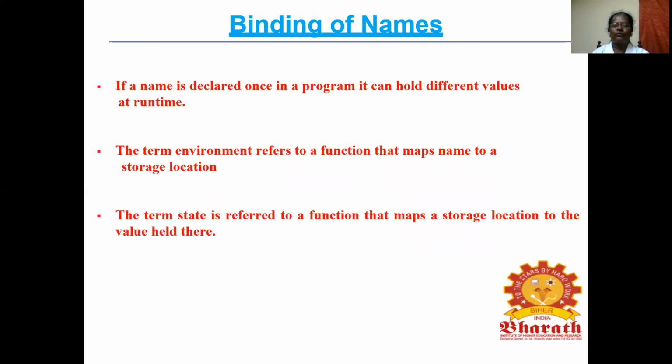Next, binding of names. We have already discussed names. A name is used to store values. If we declare variables in a program, the variable will store values at runtime in different ways. So if a name is declared once in a program, it can hold different values at runtime. The term environment refers to a function that maps a name to a storage location.